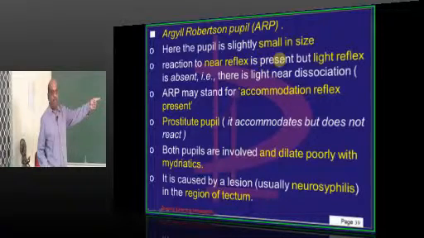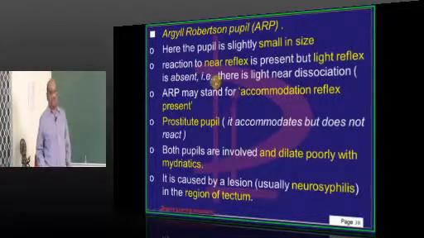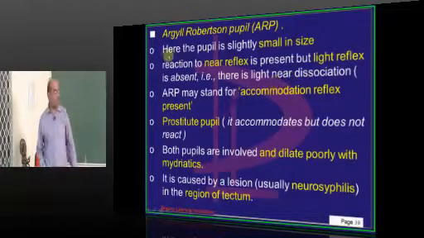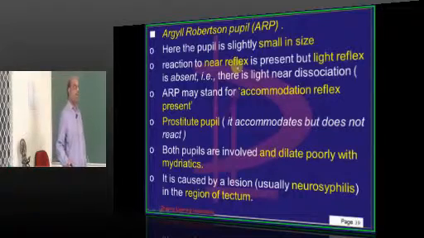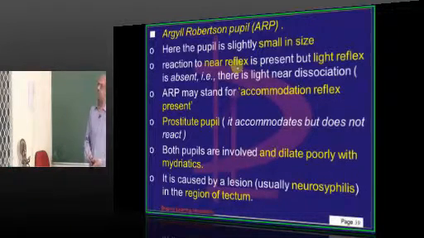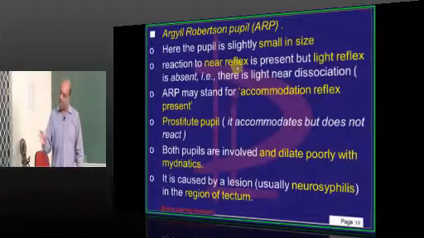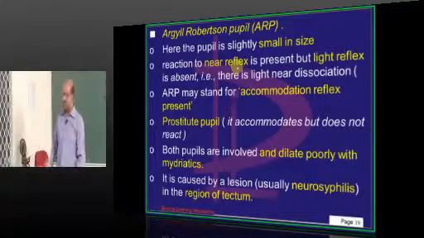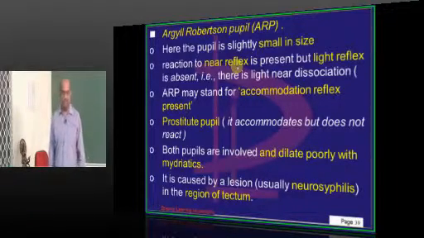The reaction to the near reflex, the accommodation reflex, is present, but the light reflex is absent, and that's called light-near dissociation, which is called Argyll-Robertson pupil. Another common MCQ asked in the exam is, what will be the size of the pupil in Argyll-Robertson? Normally, if an Argyll-Robertson patient is coming to you, shaking your hand, and you look into his pupil, what will you find?